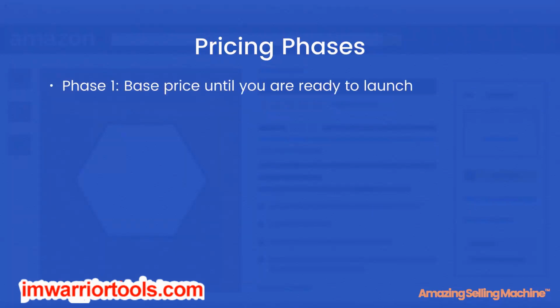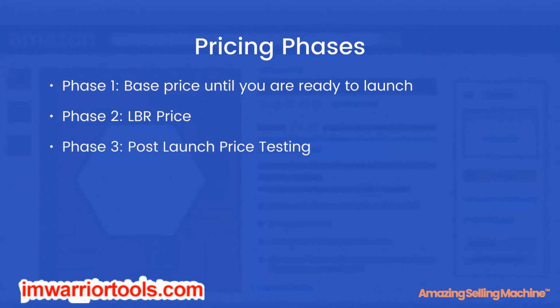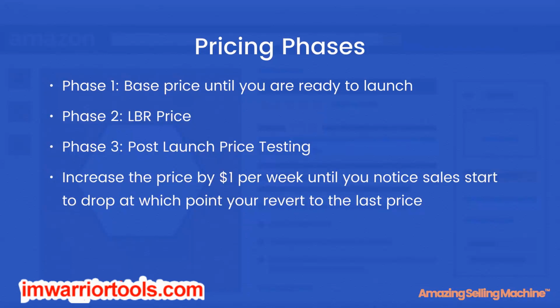Pricing phases. Phase 1, the base price, until you are ready to launch. Phase 2 will be your LBR price, and Mike will cover that in modules 6 and 7. Phase 3 is post-launch price testing. In other words, once your launch is over and your product is ranking, then you're going to test your price. The easiest way is to increase the price by $1 per week until you notice sales start to drop, at which point you revert to the last price.